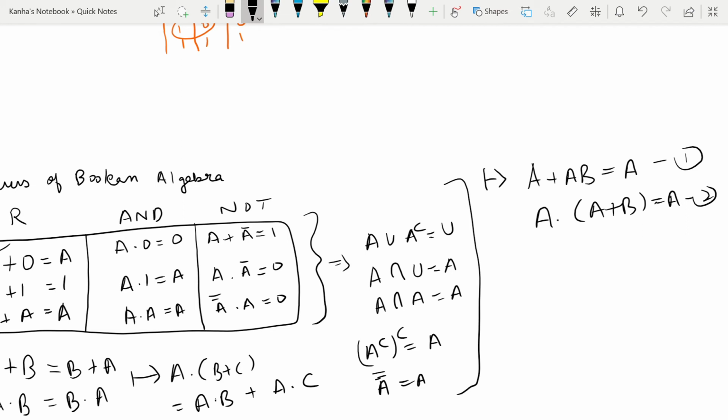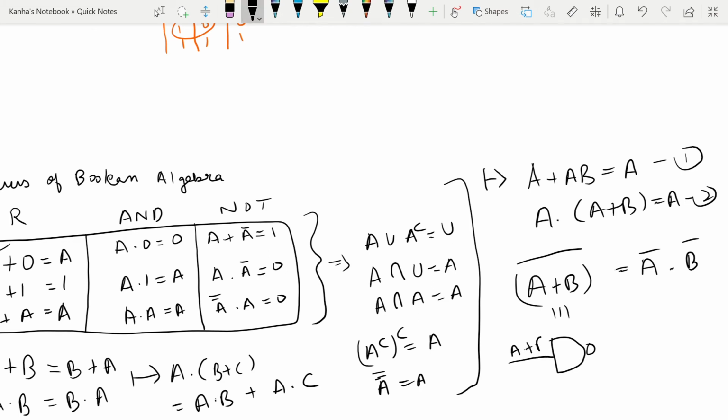And we have identities such as De Morgan's theorem, which says that (A plus B) bar is... whenever you have a NOT gate or a NAND gate, you have a bar over it. So (A plus B) bar is equal to A bar dot B bar. What this actually means in terms of logic gates is, this is a NAND gate where the input to the NAND gate is a NOT gate with the input A plus B.